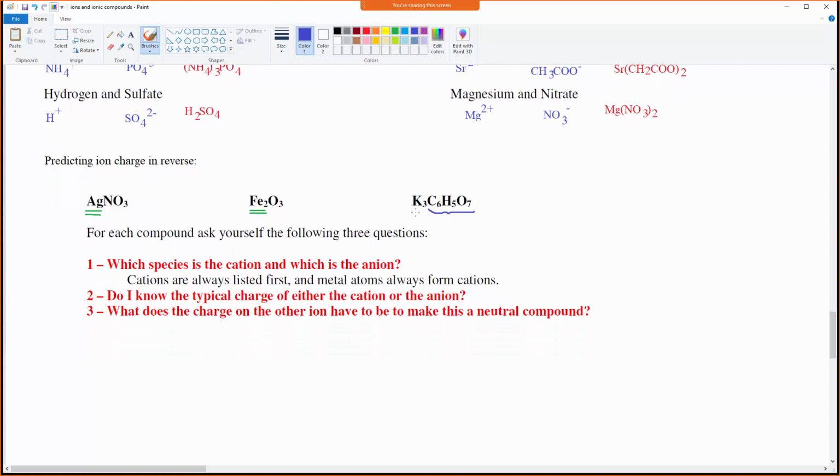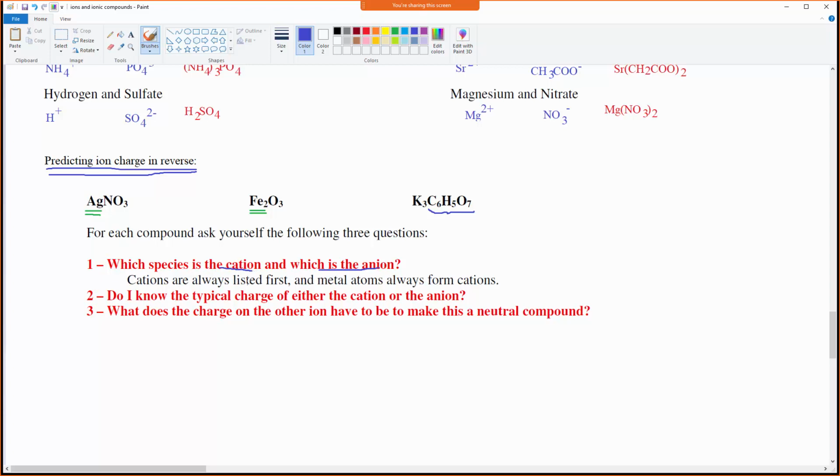So we're going to use this method of predicting the charge and identity of ions in reverse, both for ionic compounds which contain transition metals, and for ionic compounds which contain these unfamiliar polyatomic ions. For each of these compounds, to determine what the ions were that went into making it, you're going to follow these 3 steps. First of all, identify which is the cation and which is the anion.